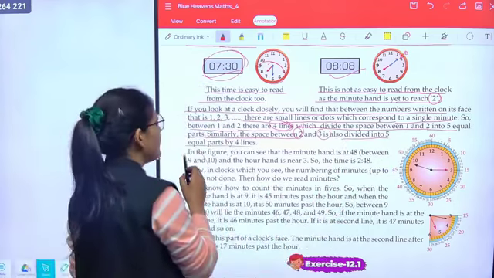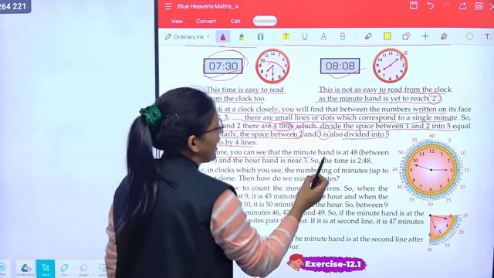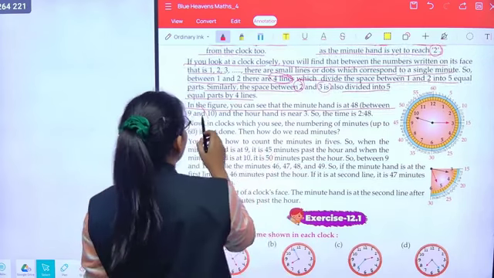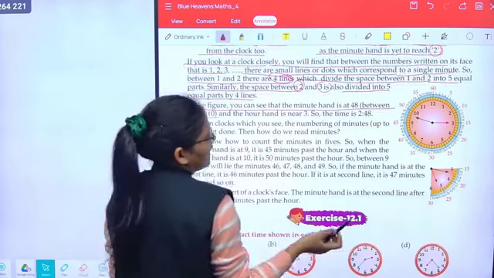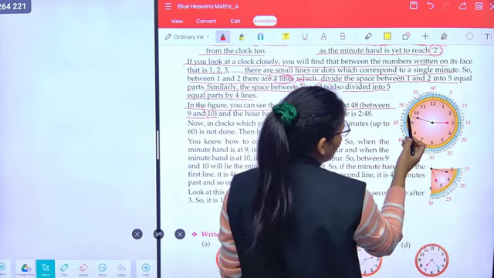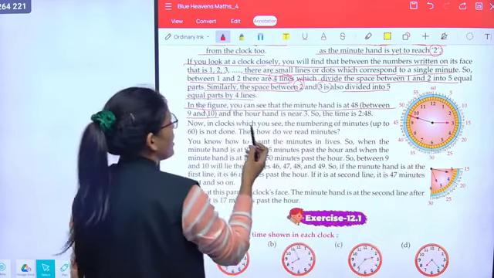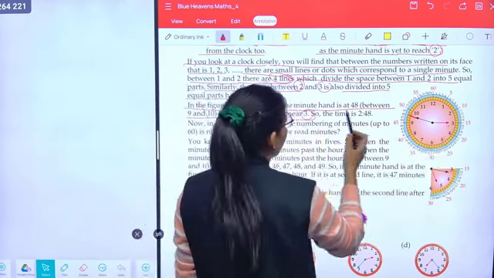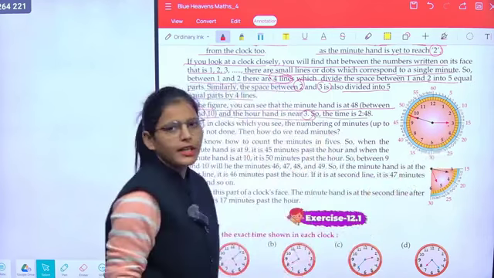In the figure, you can see that the minute hand is at 48, between 9 and 10. And the hour hand is near 3. So the time is 2:48.